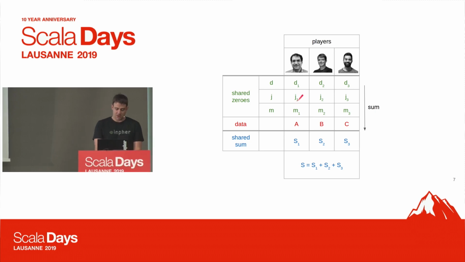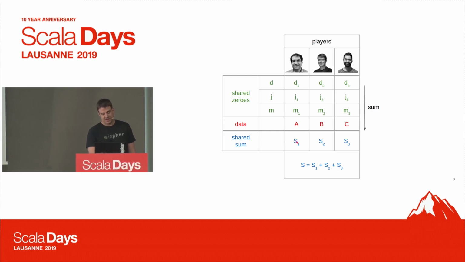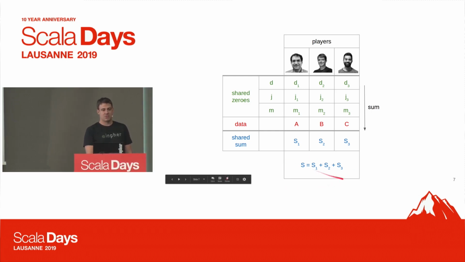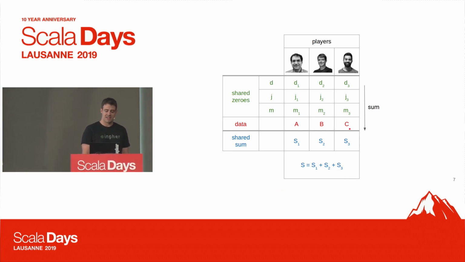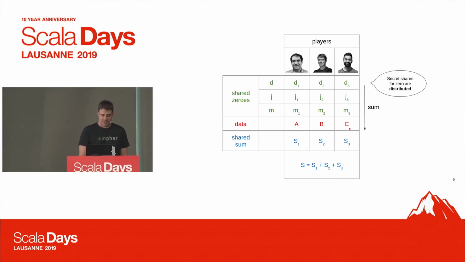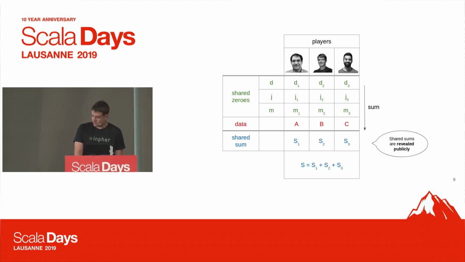Then the protocol goes as follows. We each sum up our shares of zeros, so our own share and what we have received from other players. This gives us a shared sum. This value here is published to every other player. And the final sum of all values will equal the sum of all our private data. Here we can see it in the callout, as I just mentioned.